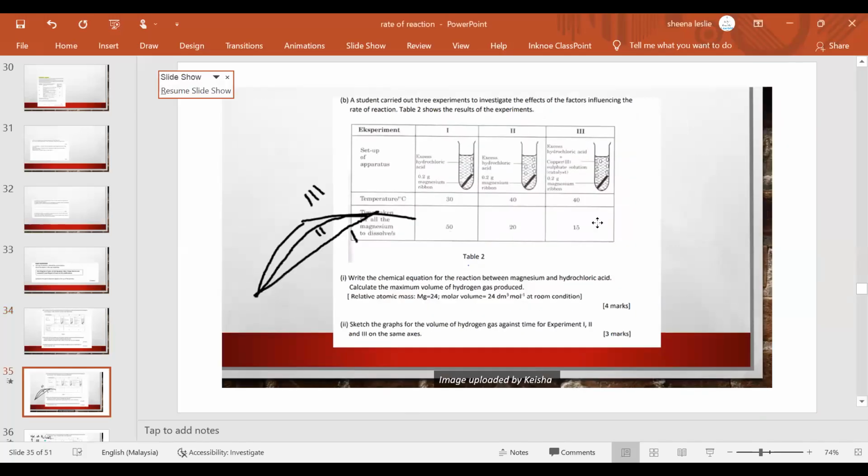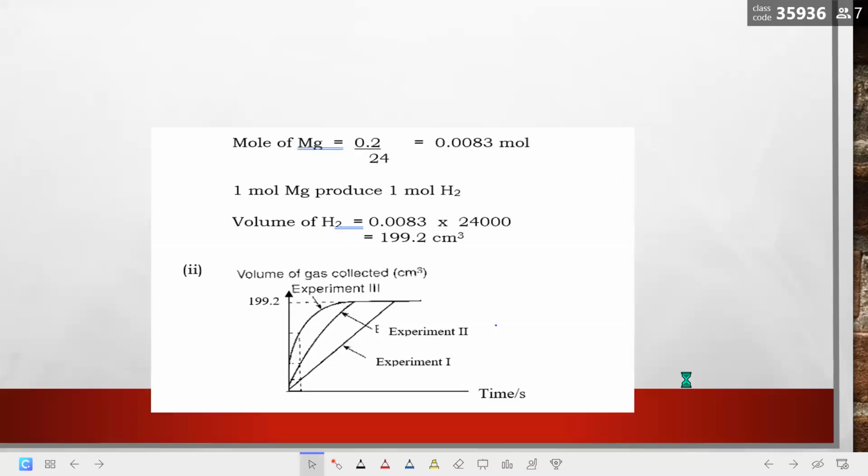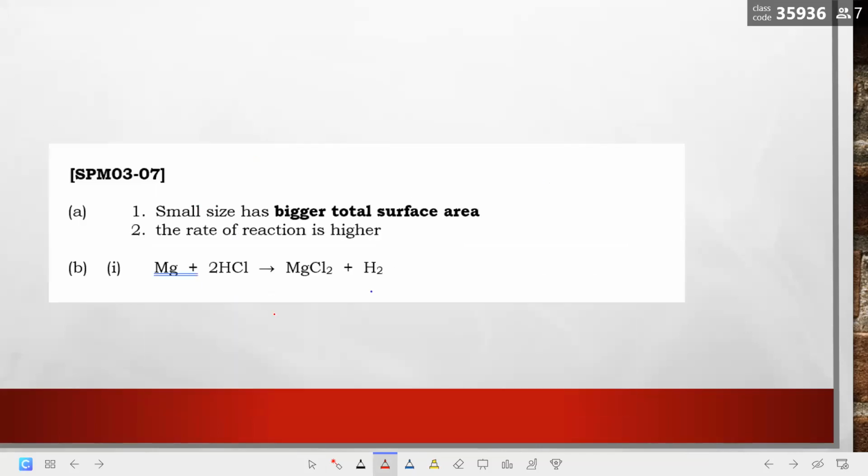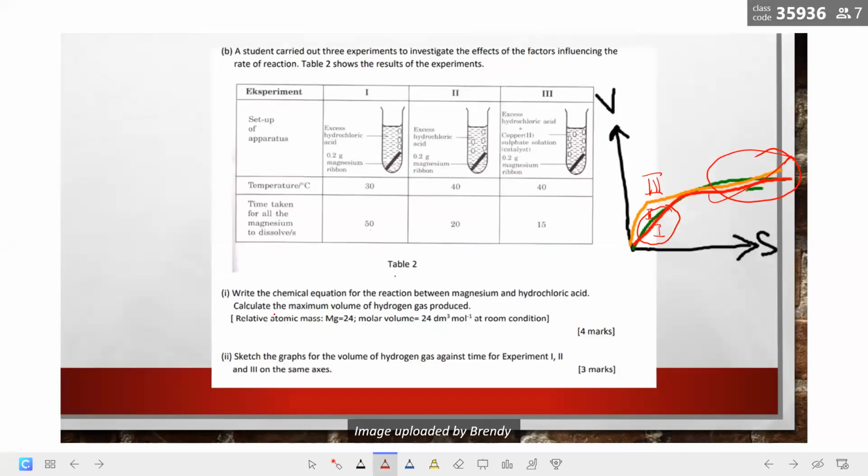All right, let's finish. I think I'll give you one more essay, 2019 paper. So this is the graph that you're supposed to get. Here they even gave you the total volume, which is 199.2. You could do that also as well. Do this for teacher. What's my average rate of reaction for experiment 1, 2, and 3?